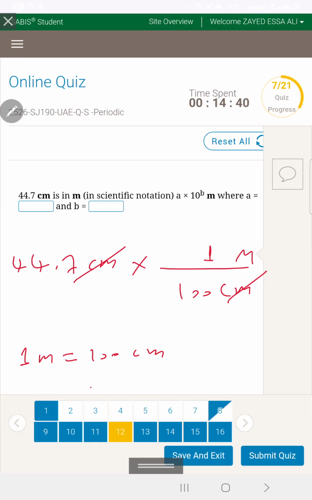So what you need to do is to divide 44.7 by 100. You can move the decimal one place to the left. So here 100 has two zeros. One of the zeros will move the decimal to the left, like this. The other 10, write it 10 to the power of minus 1. So you get 4.47 times 10 to the power of negative 1. This means A must be 4.47 and B must be negative 1.